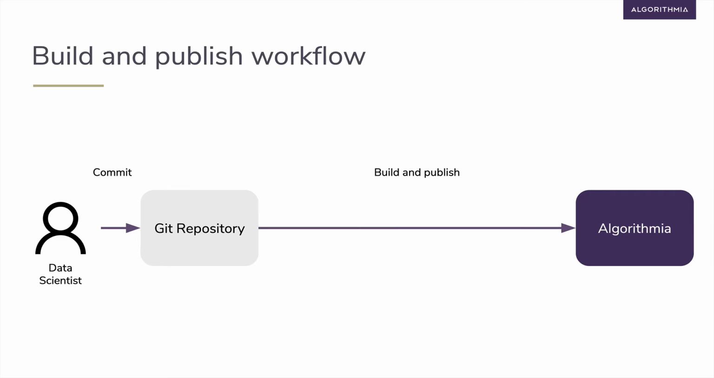So first, we'll start with a very simple built-in workflow for building and publishing a model. A data scientist is going to go in and will work with an algorithm. This really just means you're making a commit to a Git repository, and then we will initiate the build and publish workflow to actually serve that as an API version in Algorithmia.